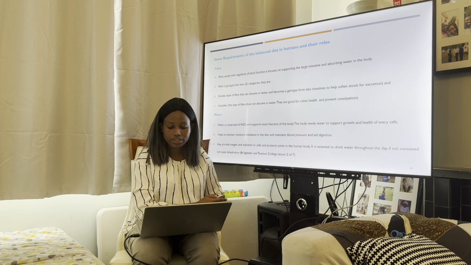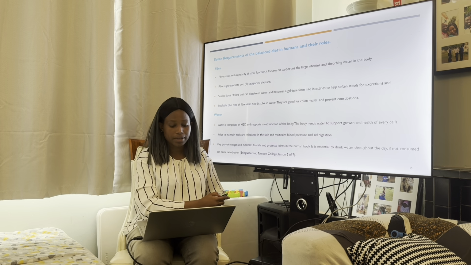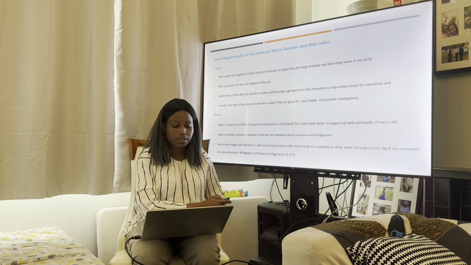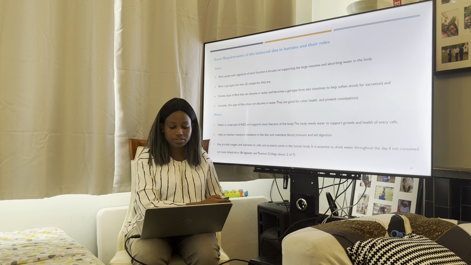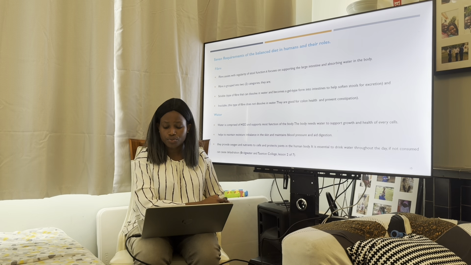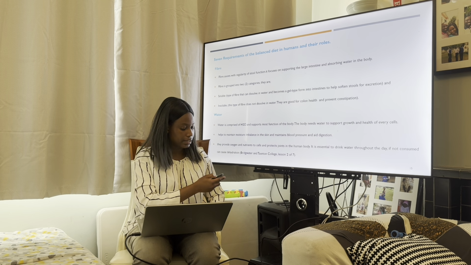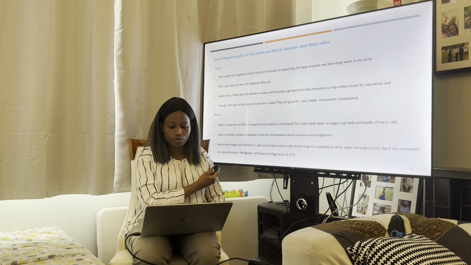Water is comprised of H2O and supports most functioning of the body. The body needs water to support growth and health of every cell. It helps maintain moisture in the skin, maintain blood pressure, and aid digestion. It also provides oxygen and nutrients to cells and protects joints in the body. It is essential to drink water throughout the day. If not consumed, it can cause dehydration, and you can find this in the module, lesson 2 of 7.